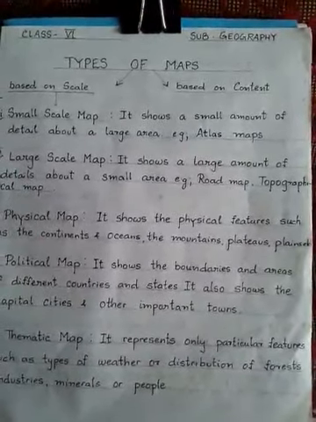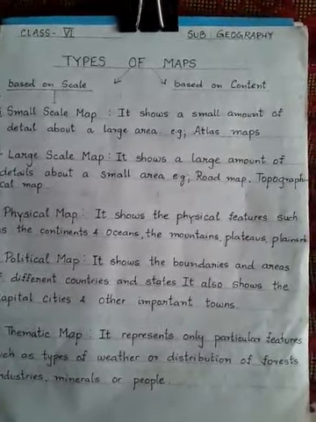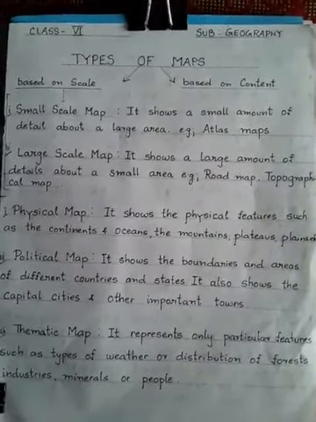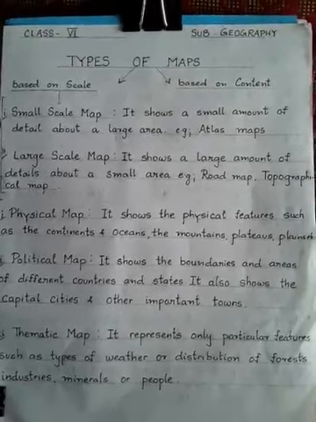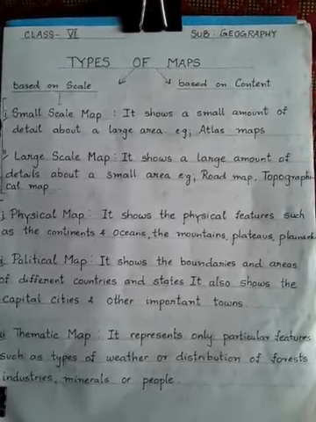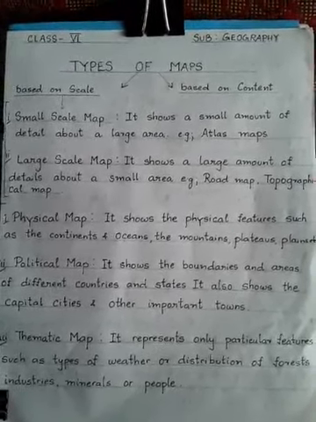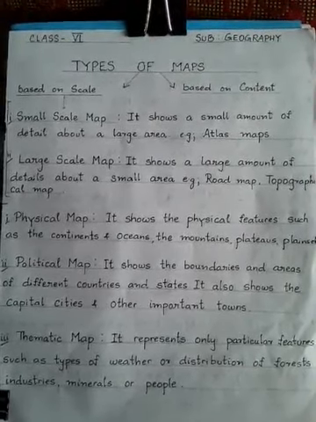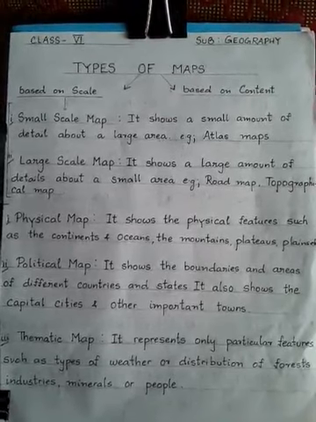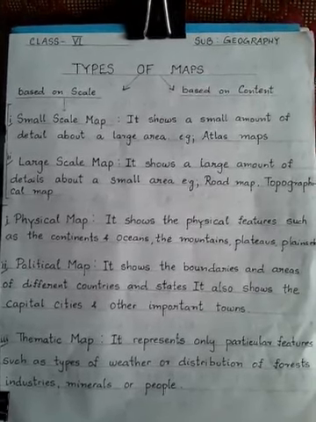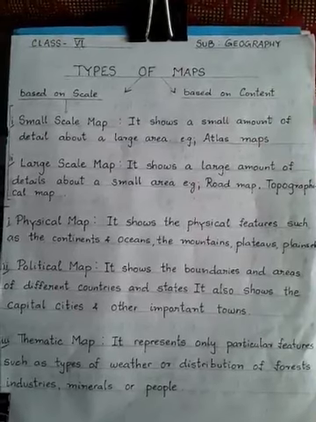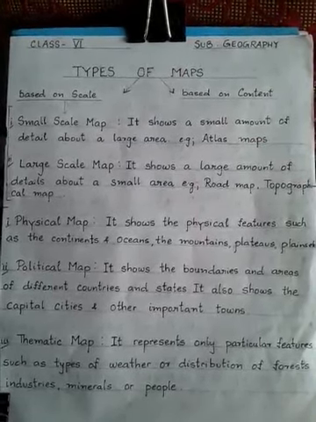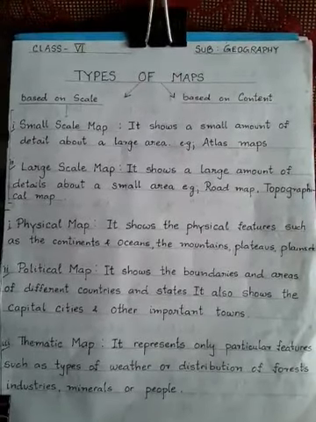Students, today we will proceed with the chapter Representation of Geographical Features, and today we will see the types of maps. Now you see, maps are divided on the basis of scale as well as on the basis of content. On the basis of scale, maps are divided into two types, small scale map and large scale map. You see, small scale maps are those which show a very small amount of detail about a very large area.